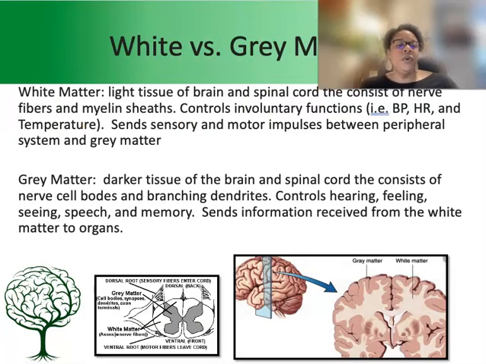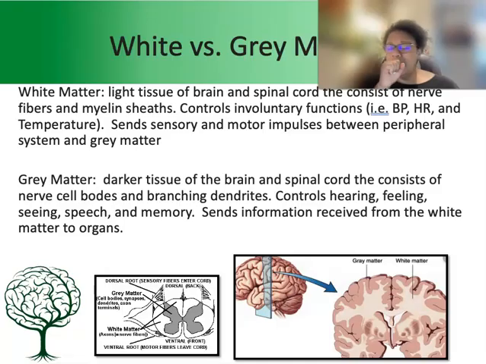All right, so just as a review, we have white versus gray matter. As you can see here on this slide, I have the definitions of white matter and gray matter as a quick review. White matter is the light tissue that shows up on a CT scan. You're going to hear me say CT scan more than MRI, but obviously we can do either. There is some advantage of the CT scan versus MRI.